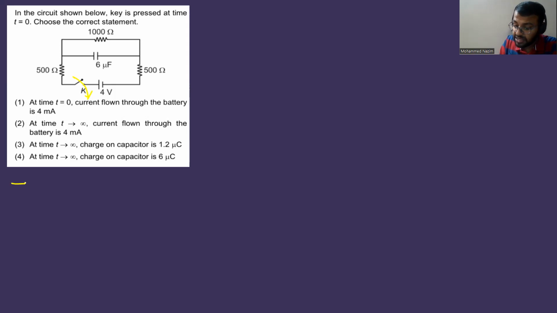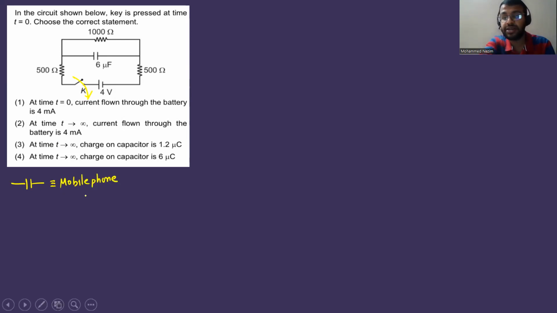See, a capacitor is like what? A capacitor is something like a mobile phone. So what does a capacitor do? Basically, it will store charge. A mobile phone is also going to store charge only, isn't it? It is something equivalent to this, you can understand.